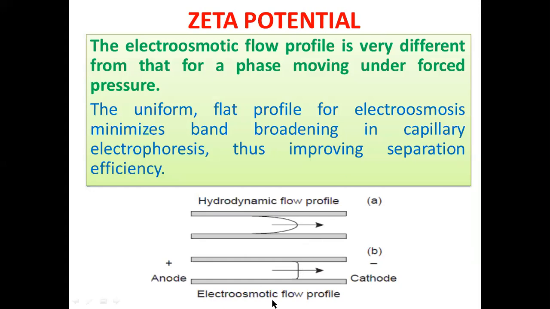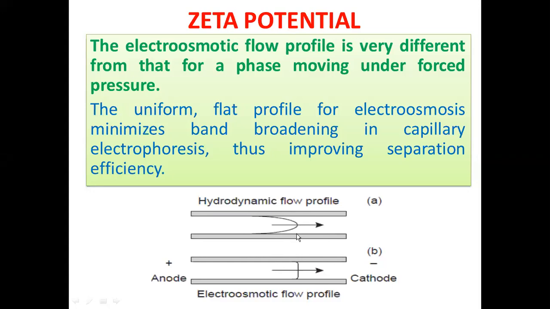And because of this different electro-osmotic mobility, the mobility of the ions in this manner, there is no formation of channeling, and band broadening can be minimized. Thus the separation efficiency will be more in electrophoretic technique. This is in chromatographic techniques. This type of flow is seen in chromatographic separation. This is called hydrodynamic flow.